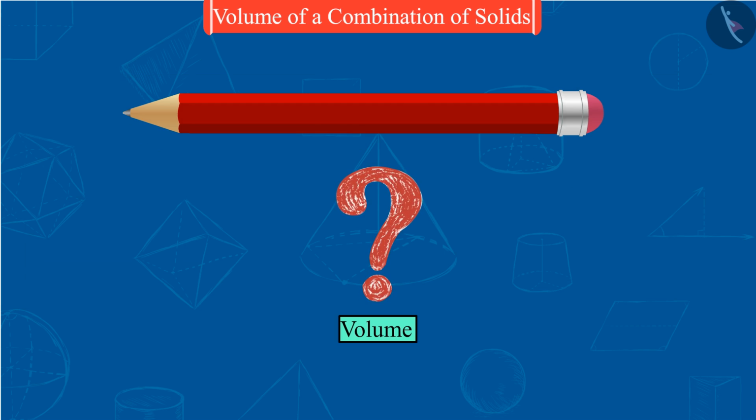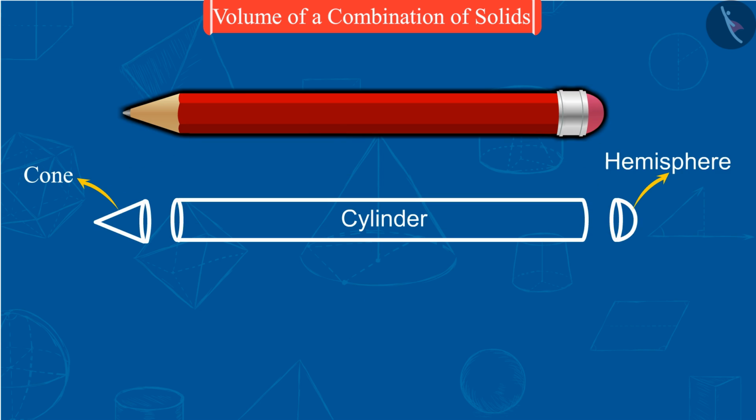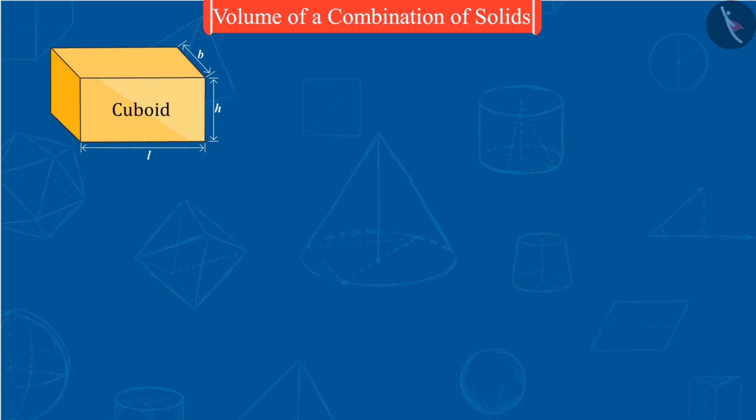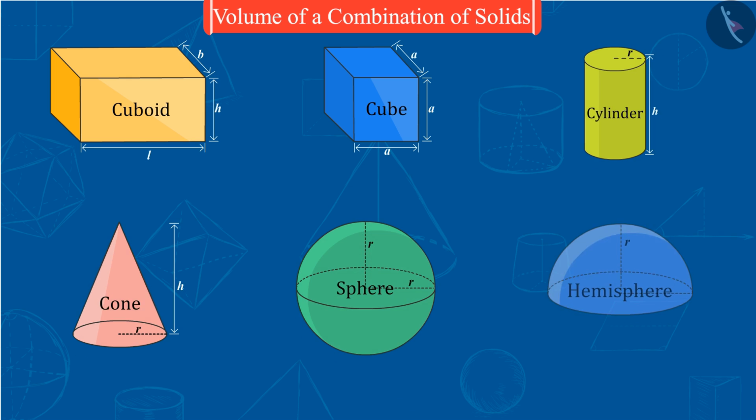Which method would you use to do this? On looking at this pencil carefully, we observe that this pencil is not a specific shape, but it is formed by a combination of some basic solid shapes. In your previous class, you have studied all these basic solid figures.